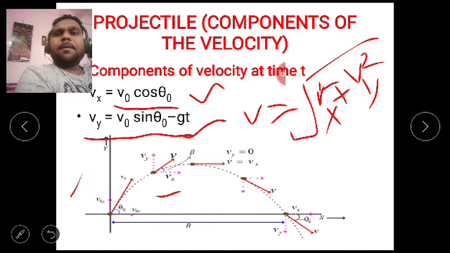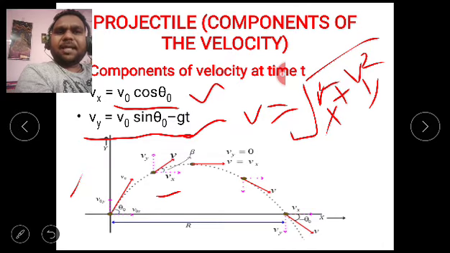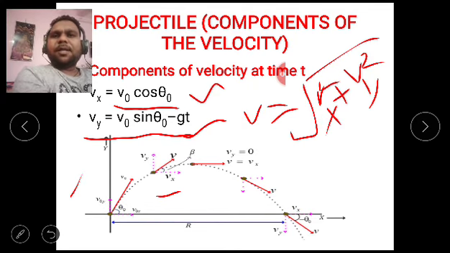Both are independent of each other and both are simultaneously acting. At the highest point of the trajectory of the projectile, the vertical component of the velocity will become 0. Why will the vertical component of the velocity become 0? At the highest point, what will happen?